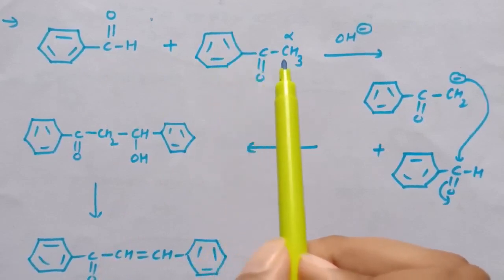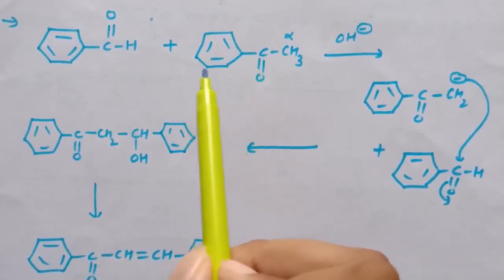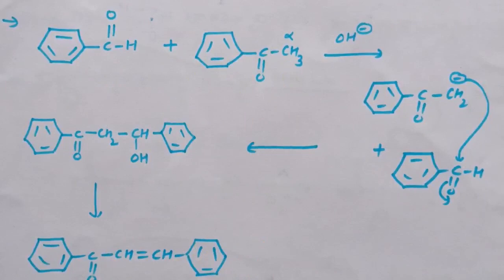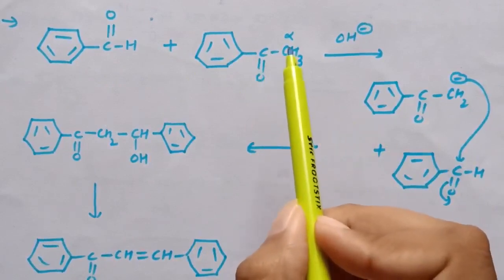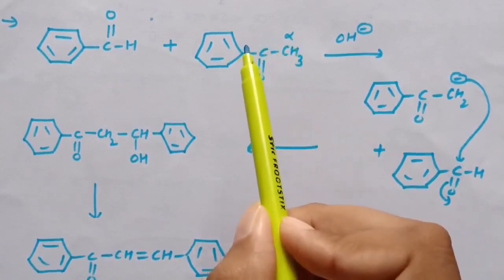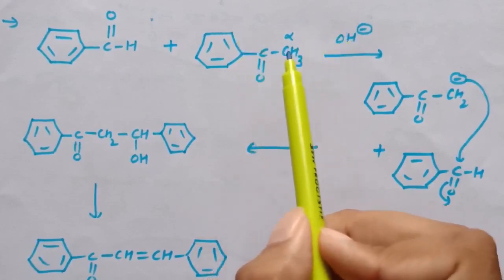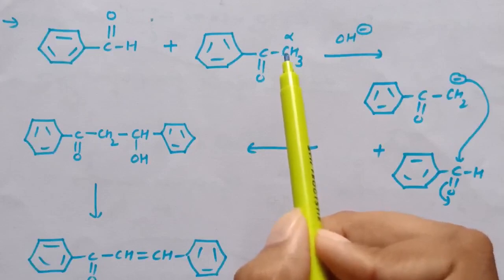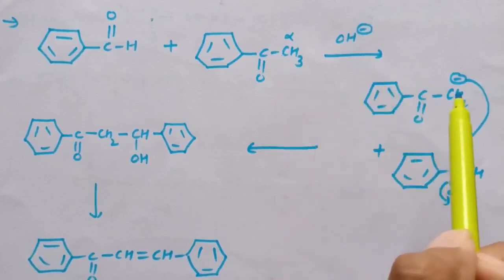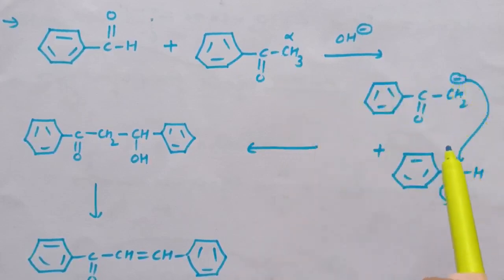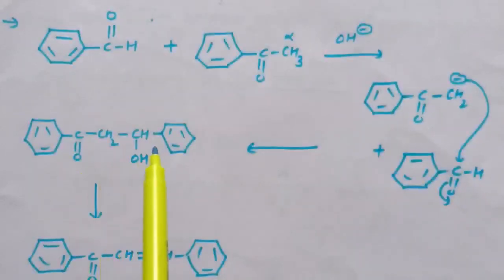Only the abstraction of proton takes place in acetophenone. Here this carbon is alpha carbon, this carbon is also alpha carbon, but this does not contain any alpha hydrogen. So this base abstracts proton from this alpha carbon and results in the formation of this. Now this negative charge attacks on the carbonyl carbon of benzaldehyde, and here this aldol is formed.